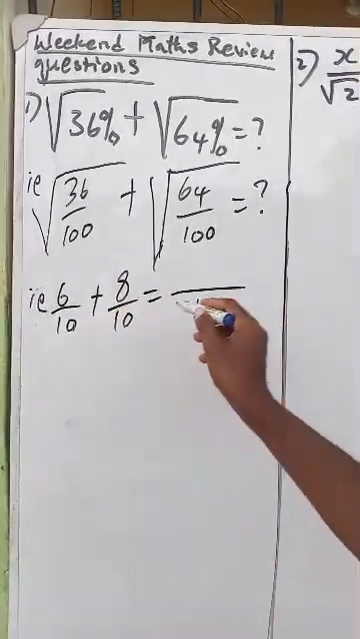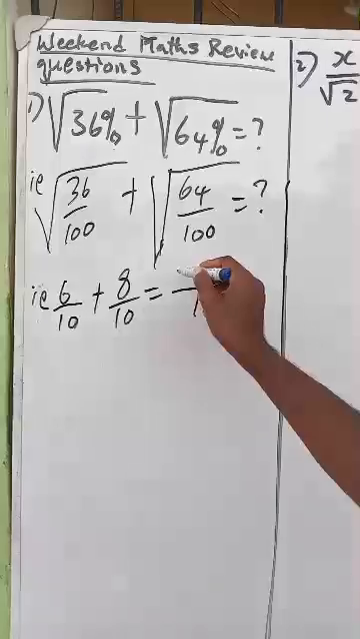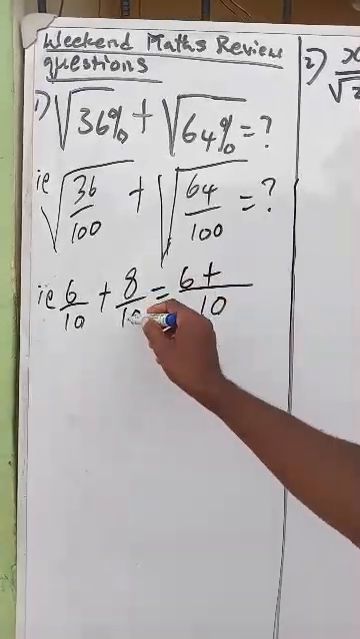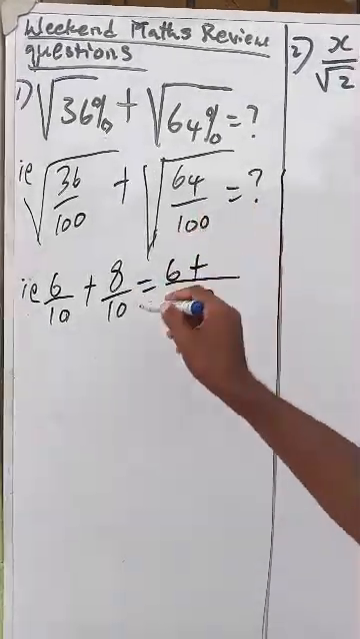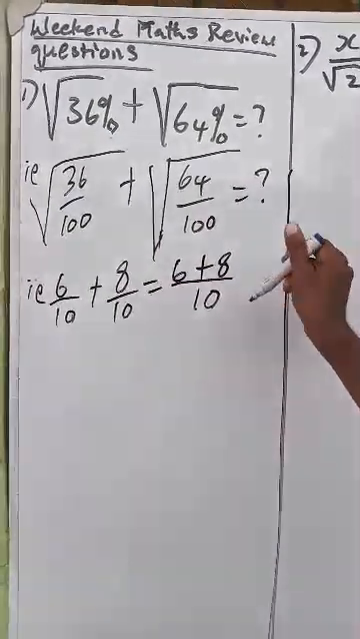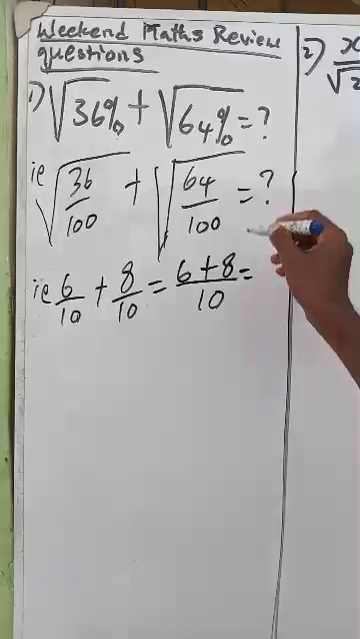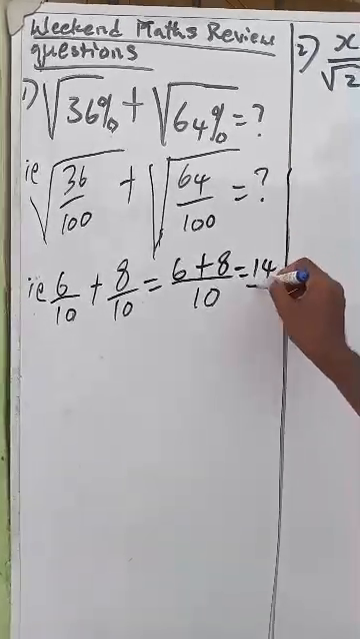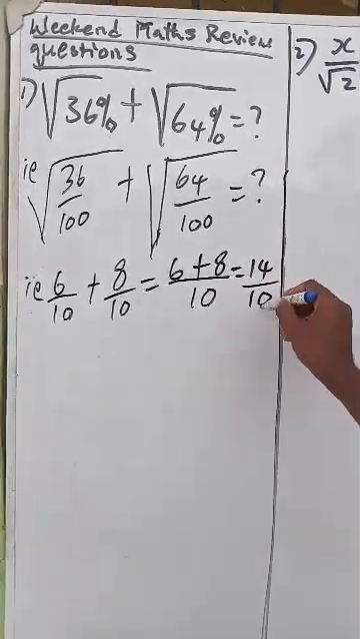10 into itself is 1. 1 times 6 will give us 6, plus 10 into itself is still 1. 1 times 8 will give us 8. So we'll have it that the sum of 6 and 8, which is the numerator, will give us 14 over the denominator, which is 10.